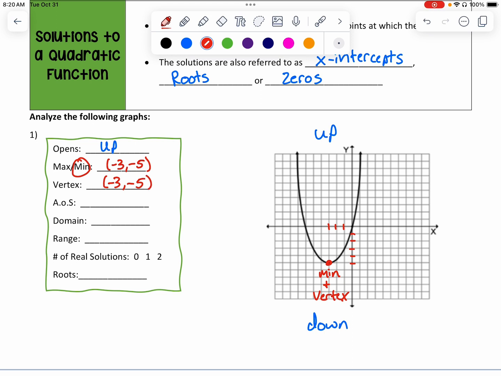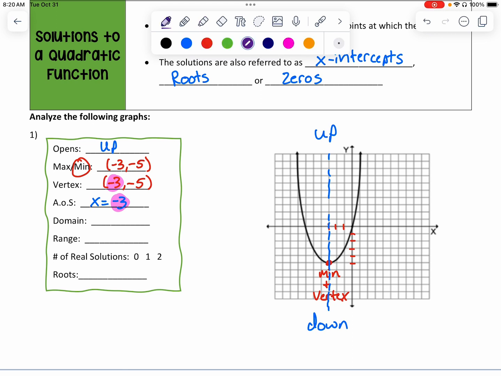The axis of symmetry always cuts straight through that vertex. So this invisible line of symmetry is the axis of symmetry, and it's cutting through where x is -3. So notice the -3 in the vertex should match the -3 in the axis of symmetry. That number will always be the same.